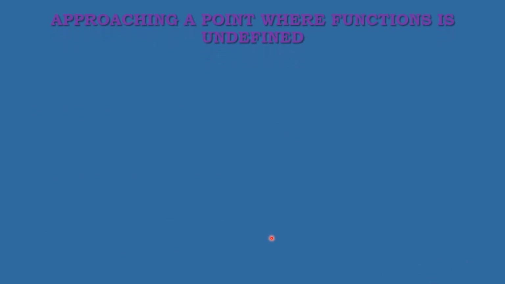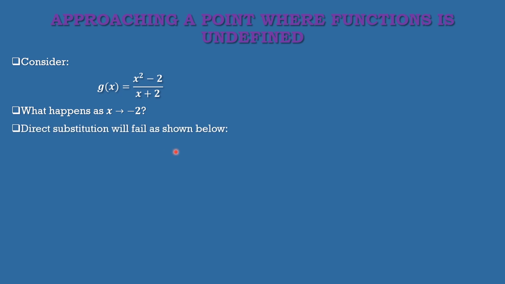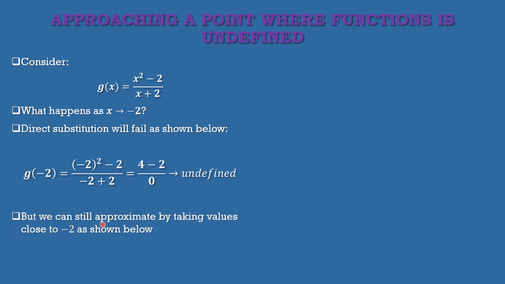Now, approaching a point where the function is undefined, let's consider the function g of x equal to x squared minus 4 divided by x plus 2. What happens when x gets closer to minus 2? Anytime you do a direct substitution, you are going to realize that your expression will fail as shown below. When you substitute minus 2 directly, as we did in the first instance, the result will be undefined, but we can still find the approximation by taking values closer to minus 2 as shown below.